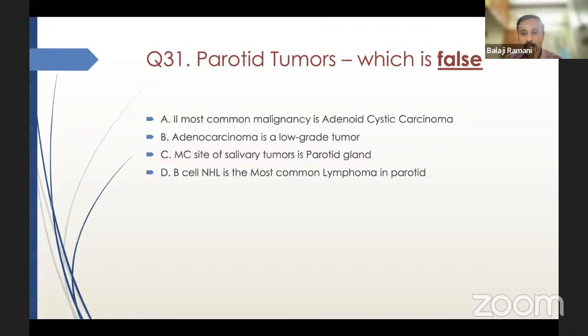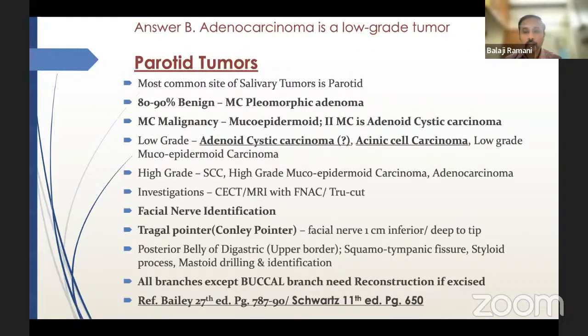Any more answers? Okay, so most of you have gotten it right. B is the correct answer. So when you take up salivary tumors, the most common location is going to be in the parotid gland. And the most common tumor is going to be the benign pleomorphic adenoma. 80 to 90% will be benign as far as the parotid is concerned.